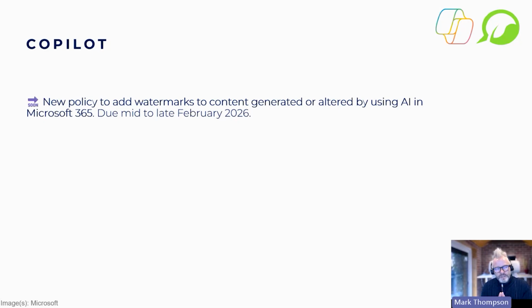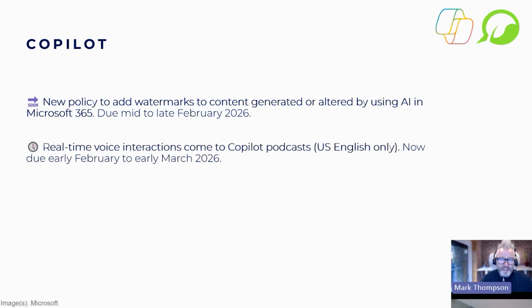Okay, this is interesting. This is one for the admins, but it's worth you knowing about. There's a new policy to add watermarks to content generated or altered using AI in your organization. So of course there's some metadata behind the scenes, but it is going to surface it so you can see this watermark. If that's of interest to you, then maybe you go and have a read about that. But just be aware that your organization might bring that in, and it seems like a good safety catch to me.